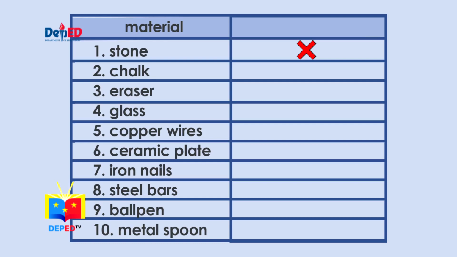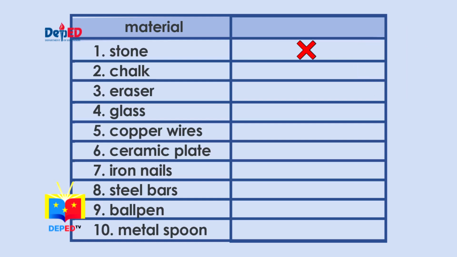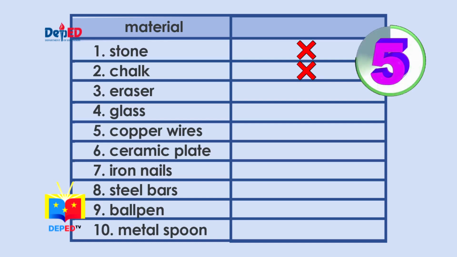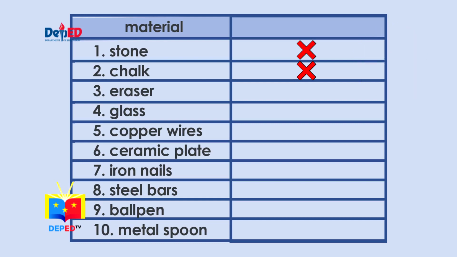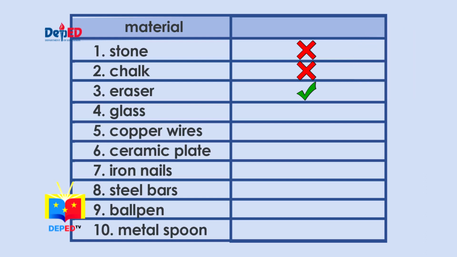Our second material is a chalk. A chalk cannot be bent. Our third material is an eraser. An eraser can be bent. Our fourth material is a glass. A glass cannot be bent.